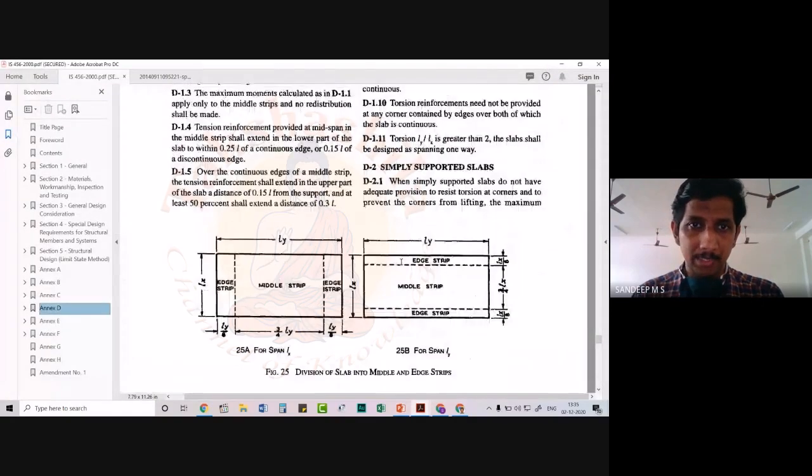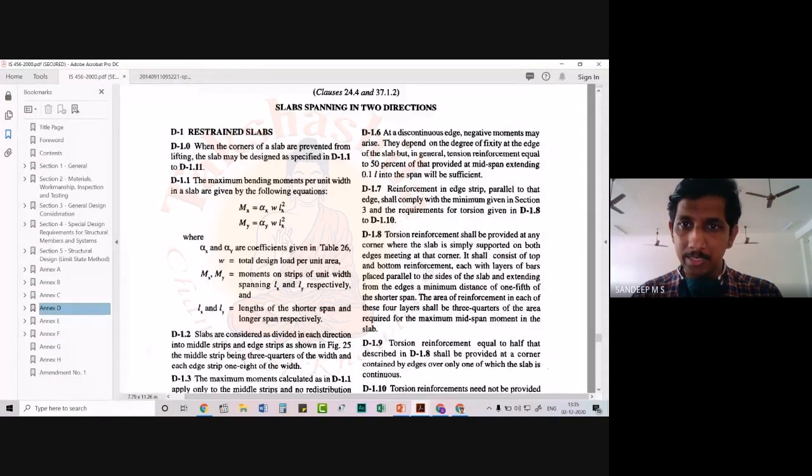So if you come back to the code, here we have a clause like this. At a discontinuous edge, negative moment may arise. It may arise due to some restriction on the rotation. So they depend on the degree of fixity at the edges of the slab. I don't know whether I have shared with you, you might have learned that we have some sort of fixed support, some sort of hinge support, and different supports we have already learned.